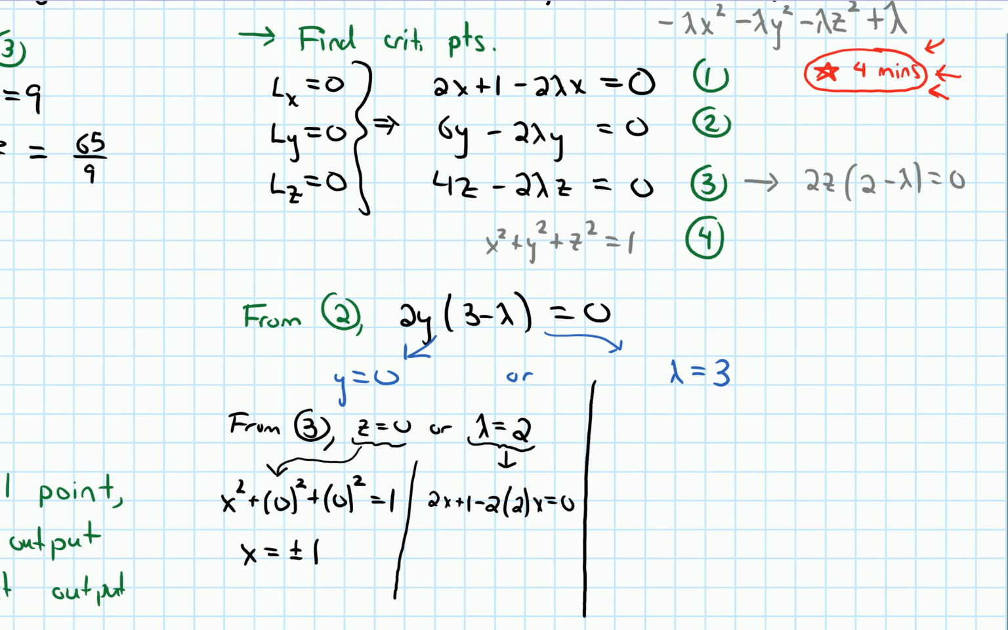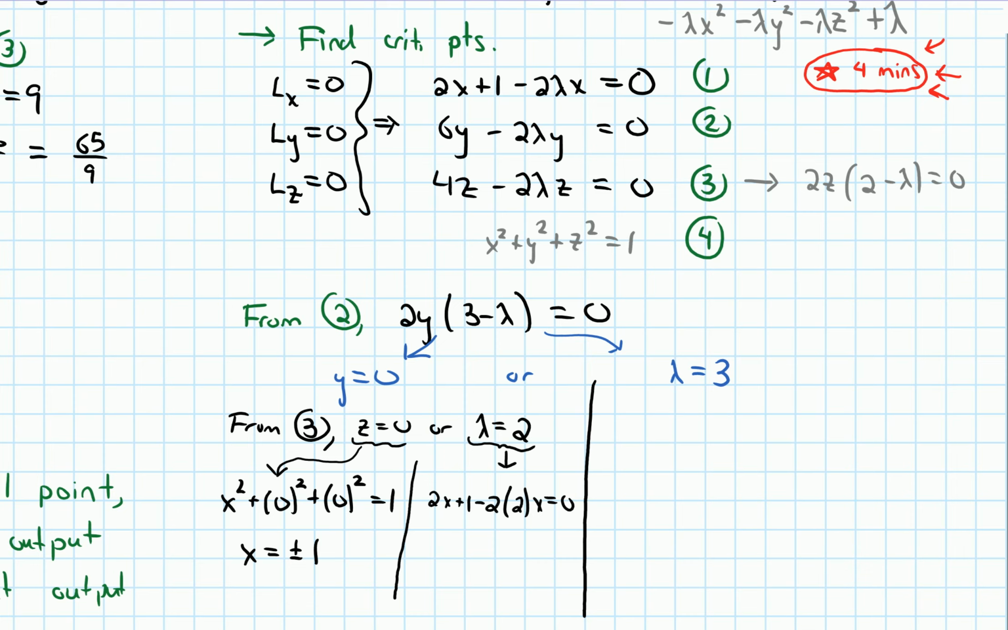Because initially we had the two cases, y equals 0 or lambda equals 3. So far we were just looking at the case where y equals 0, and within that case we've broken it up into a couple of subcases. One possibility was where z equals 0, we worked that one out. And the other possibility we're looking at now is when lambda equals 2, and we're in the process of working that one out. All right, so let's simplify this more.